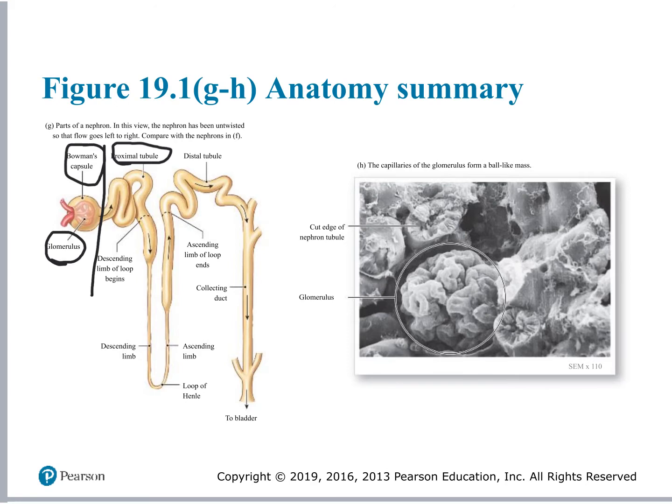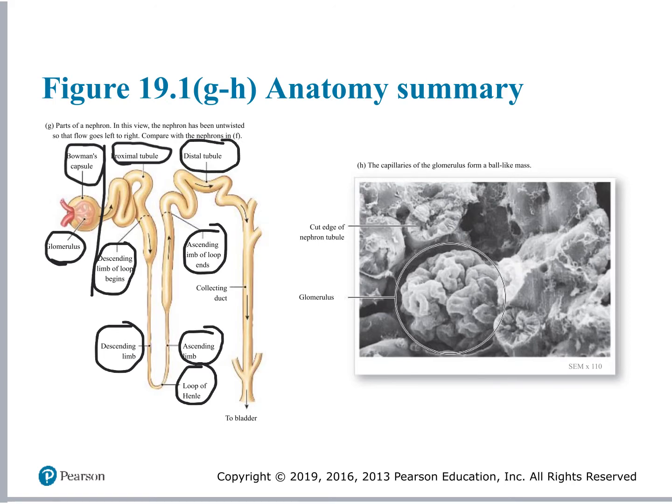So let me go back to my little marker. So the proximal convoluted tubule leads to the descending limb of the nephron loop. The descending limb of the nephron loop then circles around through the loop of Henle. And then as it goes up through the ascending limb, the filtrate enters into the distal convoluted tubule, and then the distal convoluted tubule leads to the collecting duct.